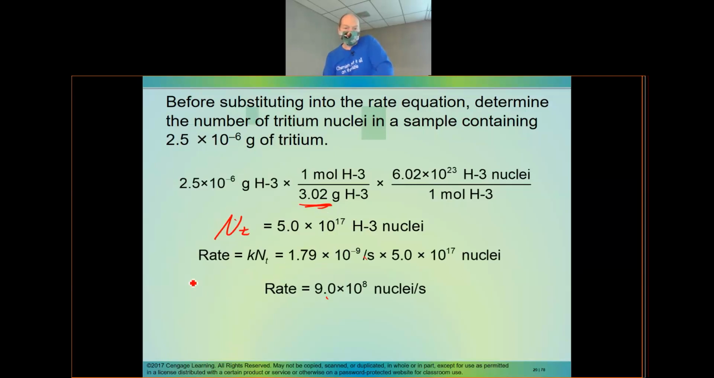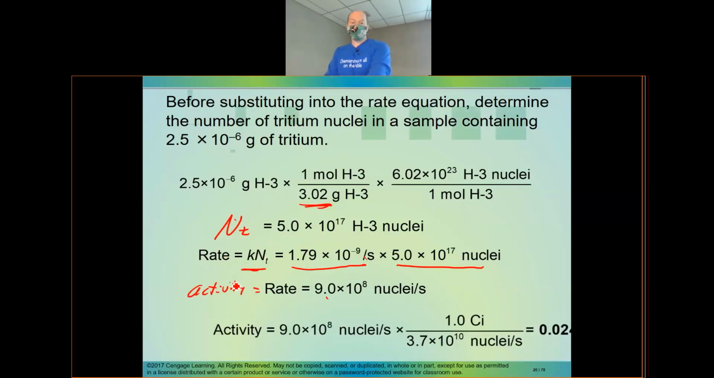All right, so now we have our K value. So rate is equal to K times N at time T. We have our K value, we also have our N at time T value, and then we multiply those together, and that gives us our rate. It asks for activity. Rate is equal to activity.